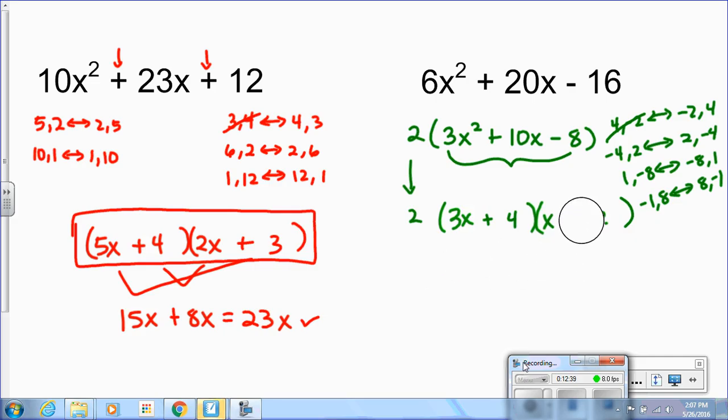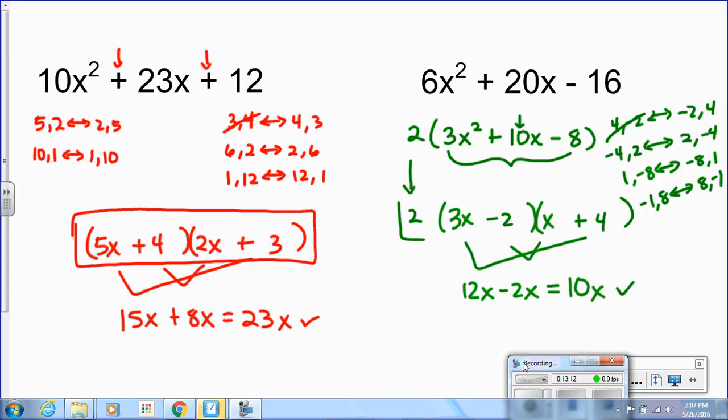So remember, I'm not looking back at the original now. I'm looking at the 3x squared plus 10x minus 8. So I'm trying to get 10x for my outer and inner. All right, so I'll try negative 2 and positive 4. So my outer is 12x. The inner is negative 2x. 12x minus 2x is positive 10x. So my answer, I got to include that 2 I pulled out in front, is this.